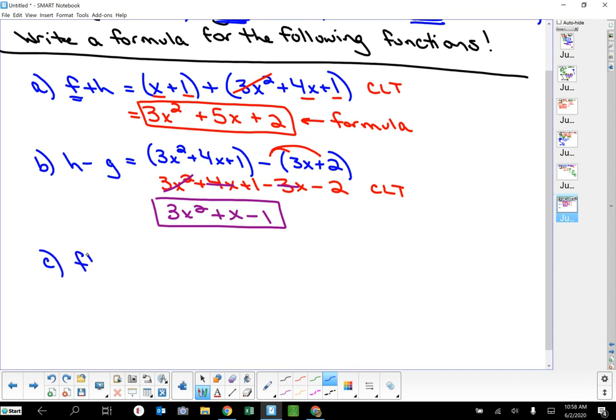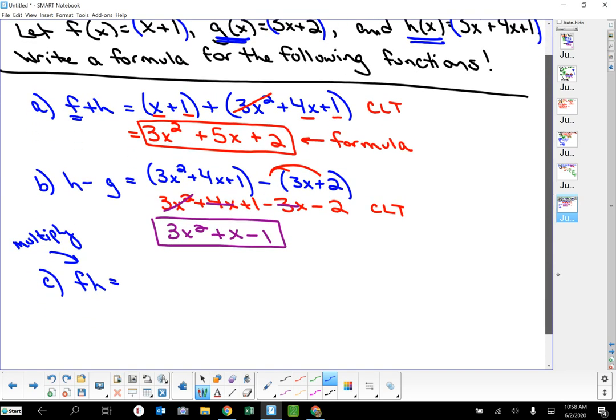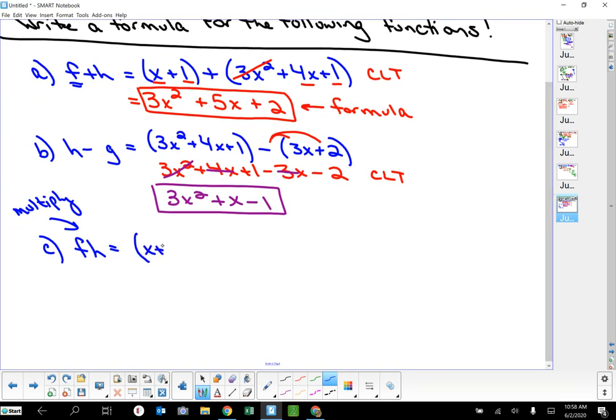So f times h, no symbol in between. This means multiply, right? So if I'm taking f, which was x plus 1, and I'm multiplying by h, which is right in the problem above, that's 3x squared plus 4x plus 1. This means you have to FOIL all this out.